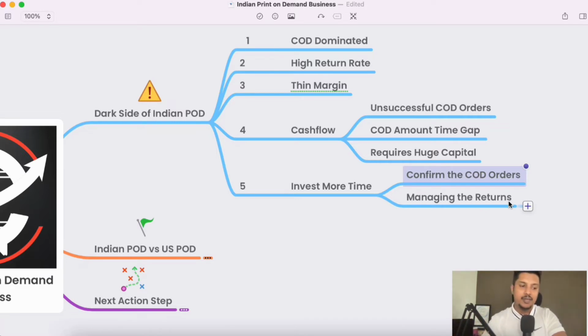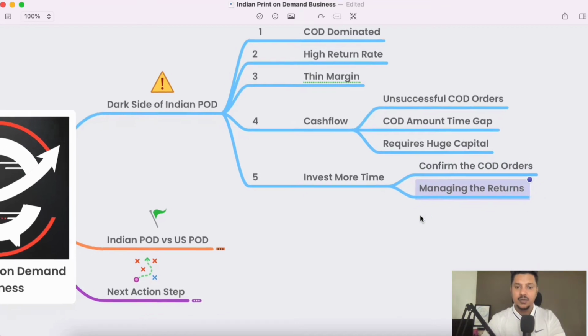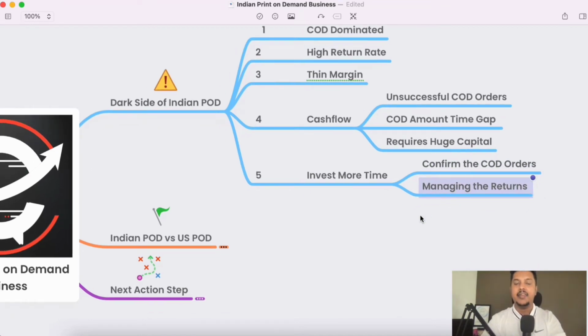A lot of people try to spam you by placing random cash on delivery orders. So you need to confirm the cash on delivery orders either by calling or sending SMS, and a lot of other stuff. It is going to eat up more time, and also managing the returns. So you need to invest more time if you are starting an Indian print on demand business.